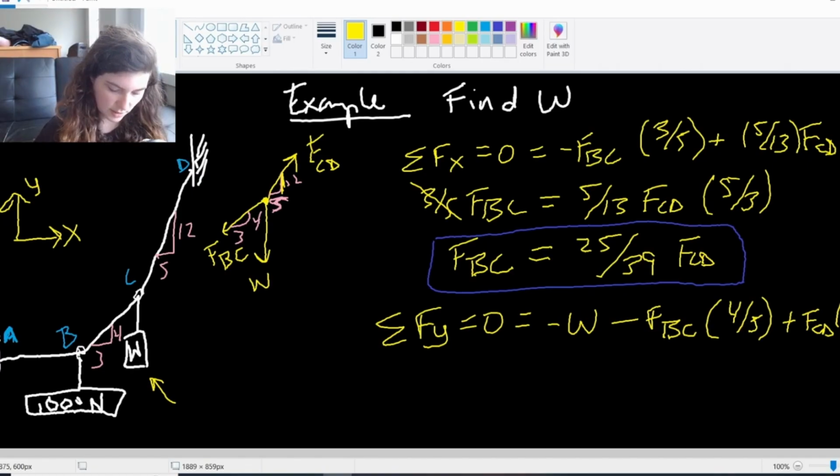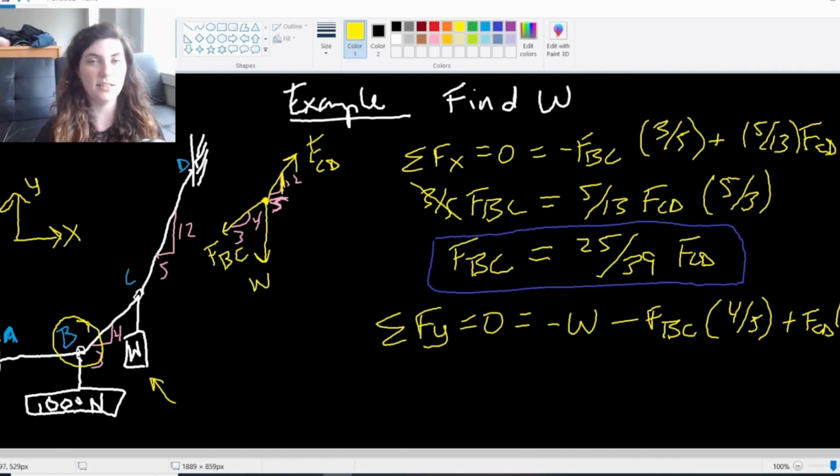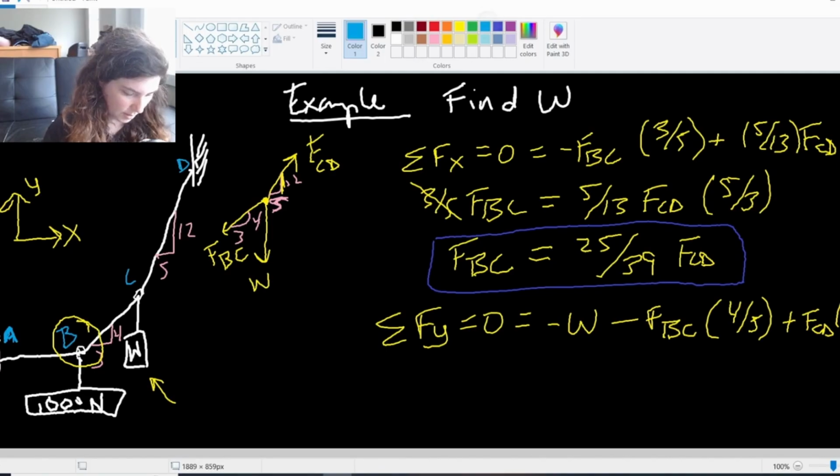So what I'll do is keep these 2 relationships, but move down now to point B. I'm going to draw a free body diagram around point B and see if that will give me the relationships that I need in order to actually solve these 2 equations. So let's draw my point B in blue here. And I have force FBC.